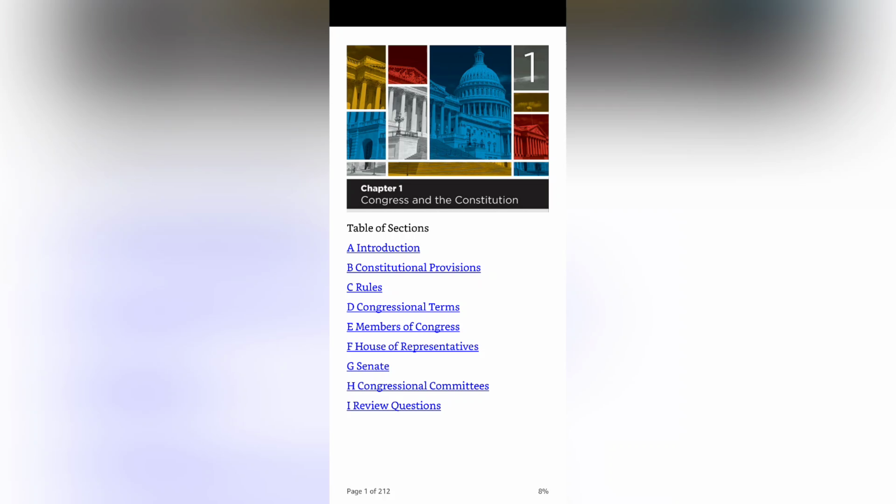Early in Article 1, Section 2, it is the House of Representatives that has the sole power of impeachment. Section 3 then grants the sole power to try all impeachments to the Senate. The Chief Justice of the United States presides over an impeachment trial of a president in the Senate, and a two-thirds vote of senators present is required for conviction and removal.